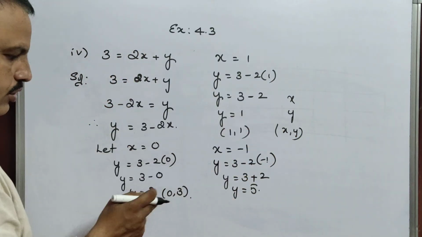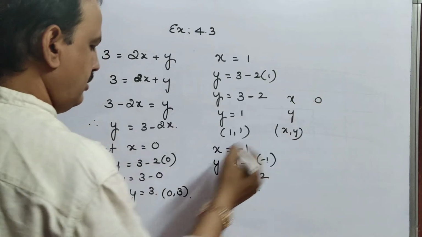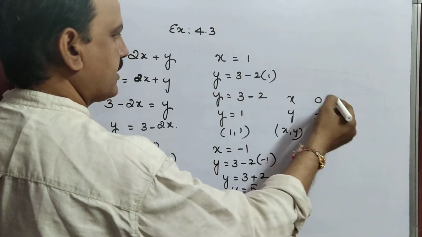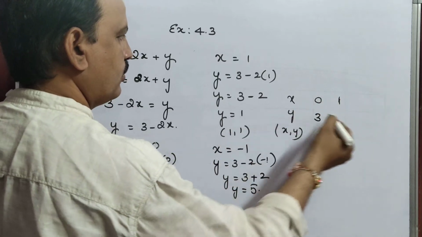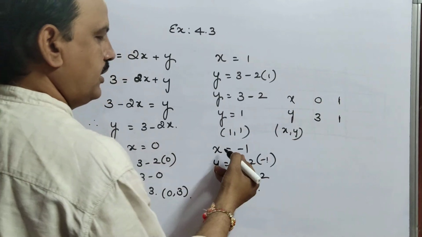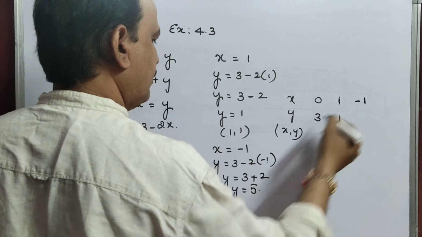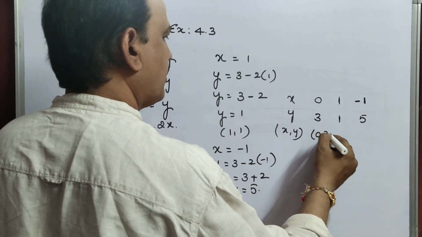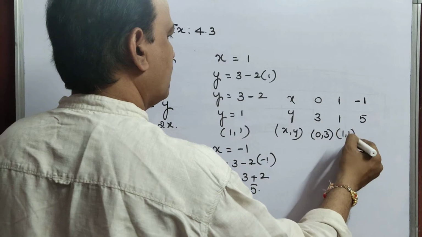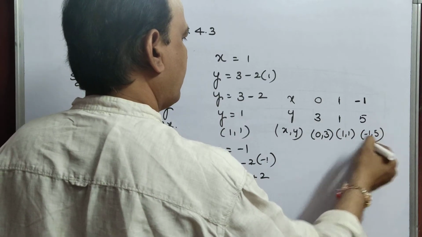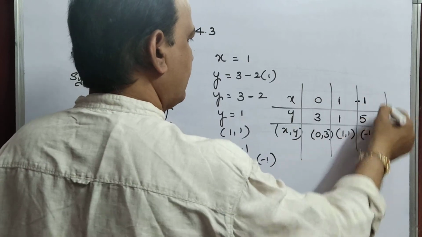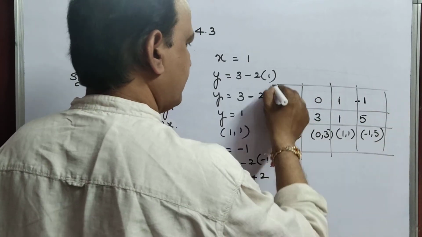Okay. So when you wrote x as 0, you got the y value 3. Next, x is 1, then y equals 1. Here x is minus 1, you got y as 5. That means 0 comma 3, 1 comma 1, minus 1 comma 5. So like this you can draw the tabular form.